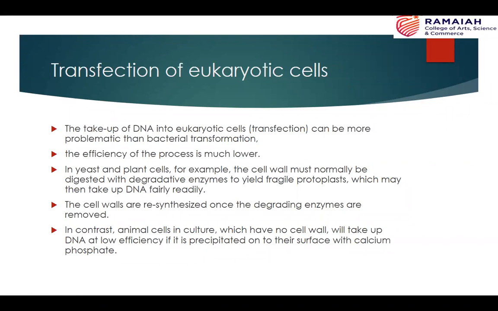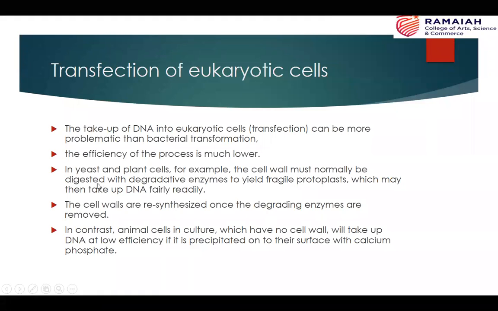The take-up of DNA into eukaryotic cells is called transfection, whereas in case of prokaryotes like bacteria, E. coli, we refer to it as transformation. But transfection is more problematic than bacterial transformation. The process is more complicated than bacterial transformation. And moreover, the efficiency of transfection is also much lower than the efficiency of transformation.